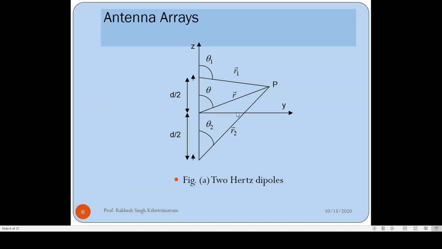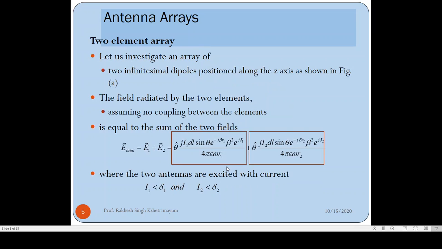So that's very simple. You know what the radiation pattern of a Hertz dipole is. You find out the radiation field of this Hertz dipole at position P, and you also find out the radiation field of the other Hertz dipole at position P. You vectorially sum them up, and you get the total radiation pattern of this antenna array, the 2-element Hertz dipole. So let us do that.